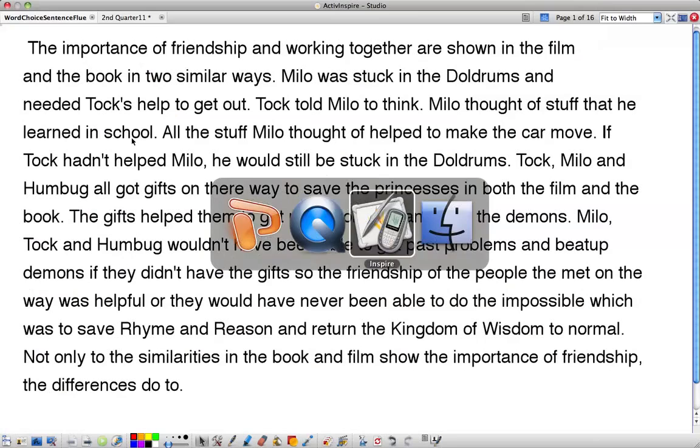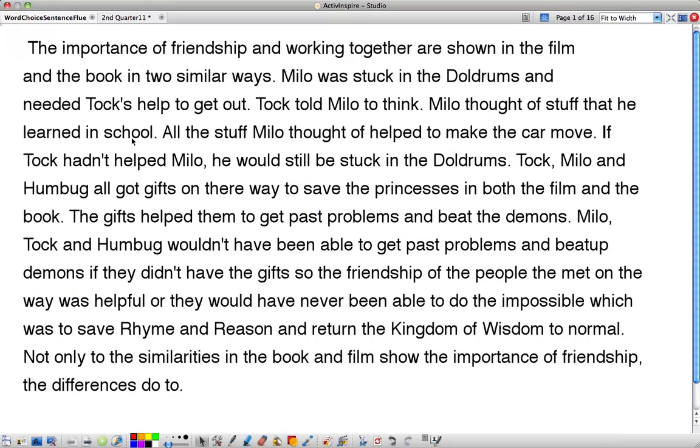So let's look at a sample paragraph of a Phantom Tollbooth essay. The importance of friendship and working together are shown in the film and the book in two similar ways. Milo was stuck in the doldrums and needed Talk's help to get out. Talk told Milo to think. Milo thought of stuff that he learned in school. All the stuff Milo thought of helped to make the car move. If Talk hadn't helped Milo, he would still be stuck in the doldrums.